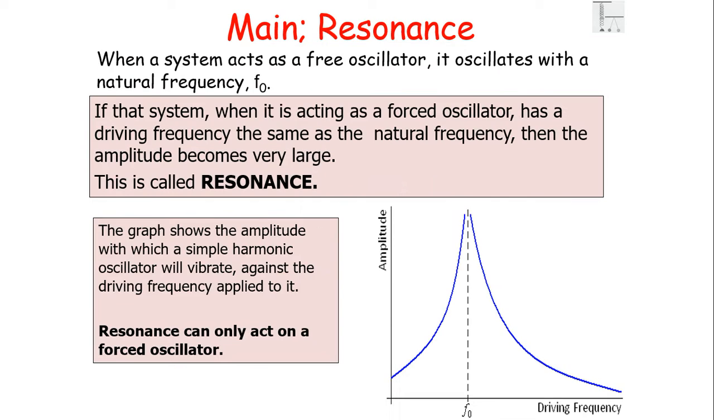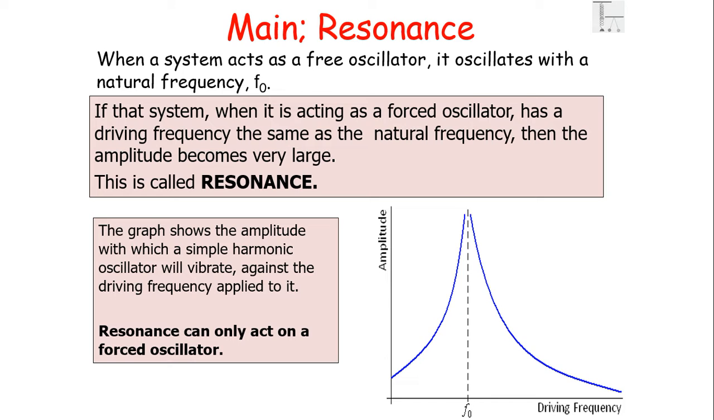So, when a system acts as a free oscillator, it oscillates with the natural frequency, f0. If that system, when it's acting as a forced oscillator, has a driving frequency the same as the natural frequency, then the amplitude becomes very large. This effect is called resonance.